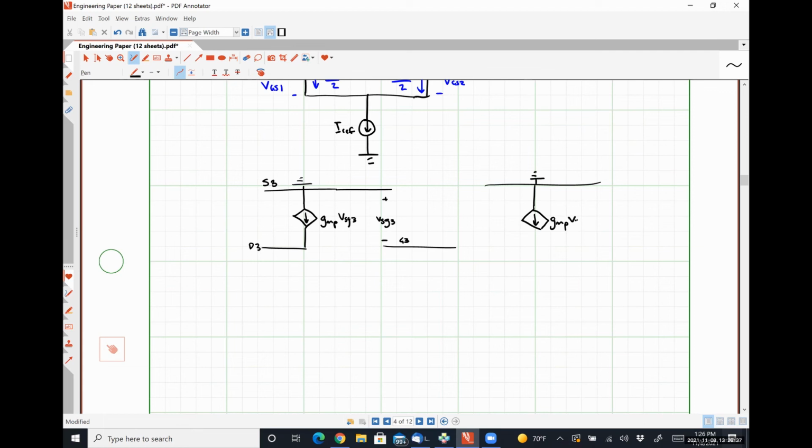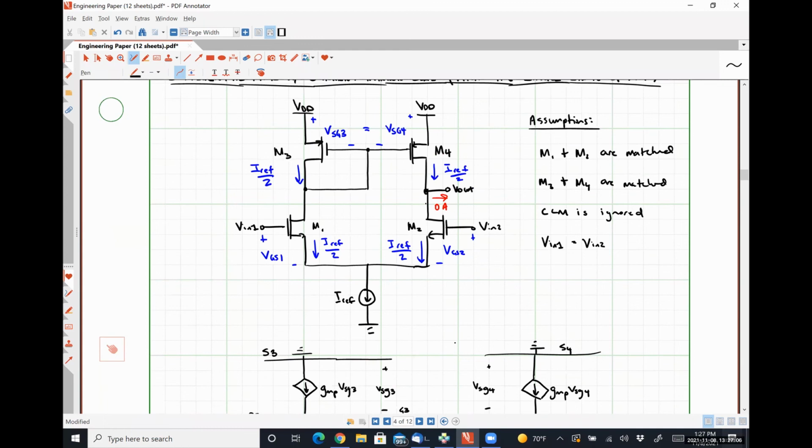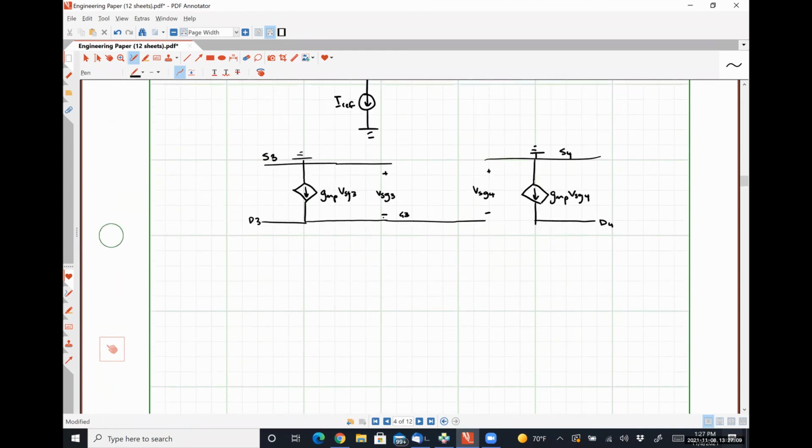GMP VSG4. So this is the source of transistor M4. Here's our drain of transistor 4. And this should be VSG4. Because the gate and drain of M3 are tied together, that's going to give us that, which means our small signal VGS3 and our small signal VGS4 are identical.